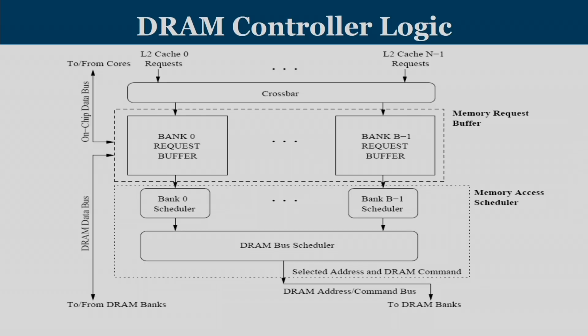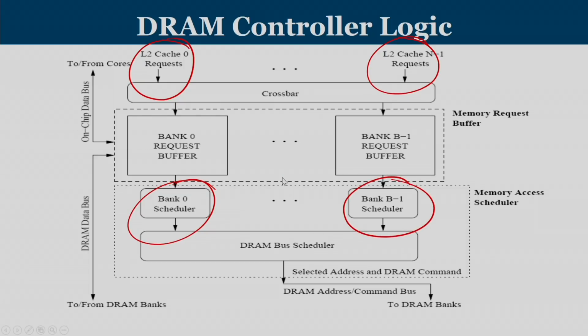We can see that when you have multiple caches, multiple last level caches, all of these give you requests, and then you have each of these banks. The request will go to the appropriate bank, and then there is scheduling, and the scheduler will pick and activate the necessary banks.